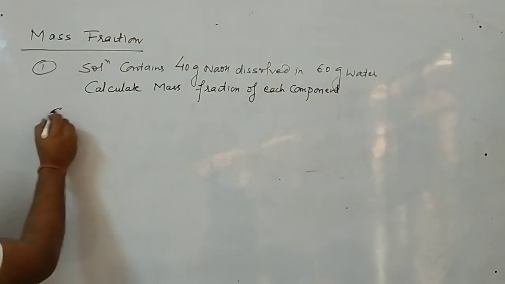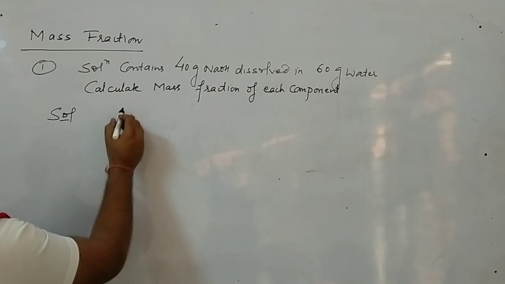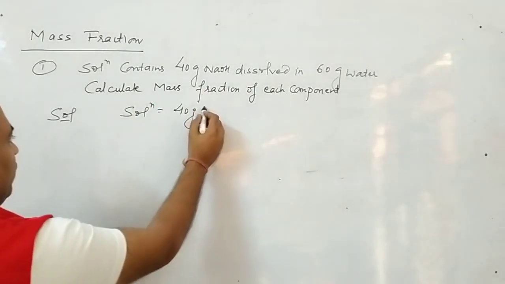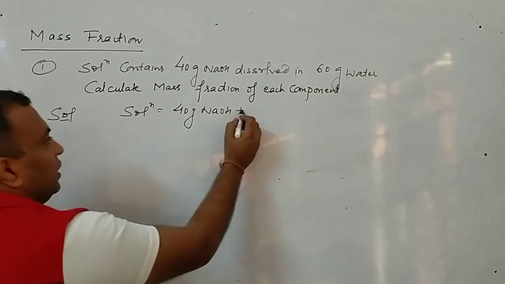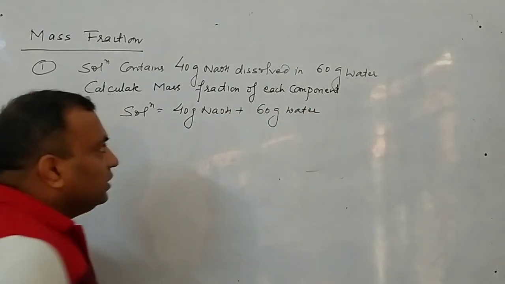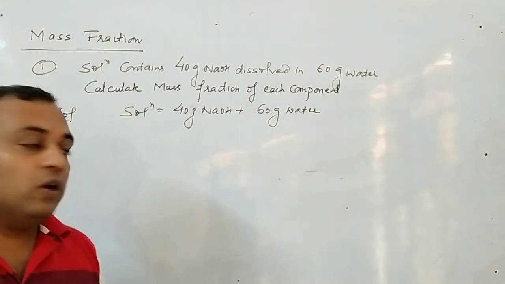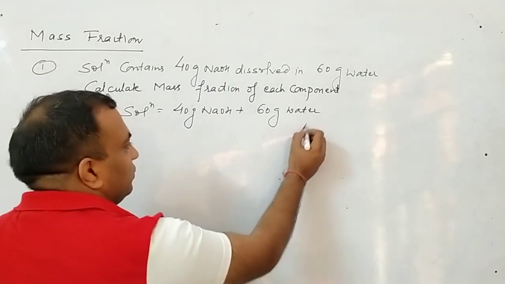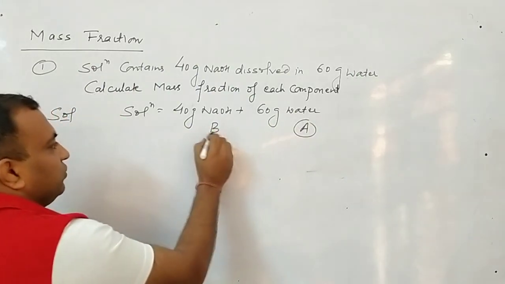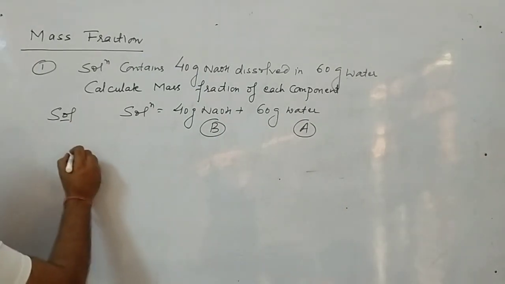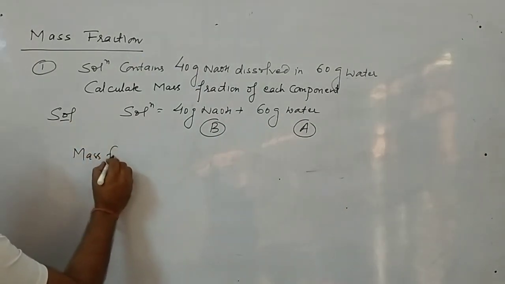So see the solution. Your solution contains how many components? It contains 40 gram of NaOH plus 60 gram of water. Clear? Now see which is present in more quantity, 40 or 60. I think this is more, so this will act as solvent and this will act as solute. Understand beta? Okay.